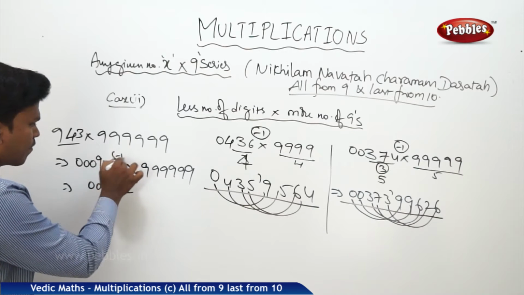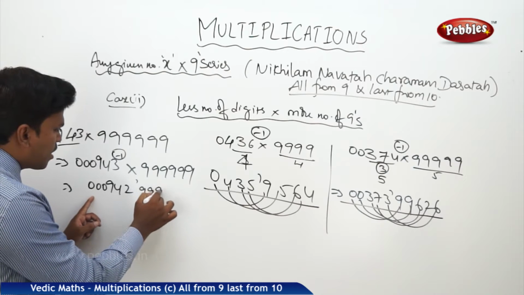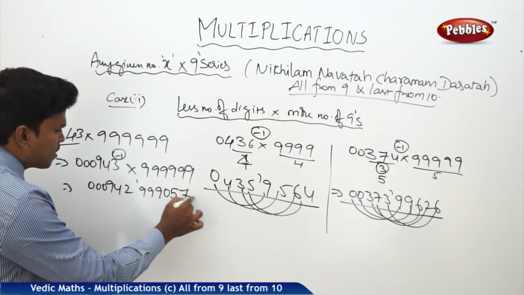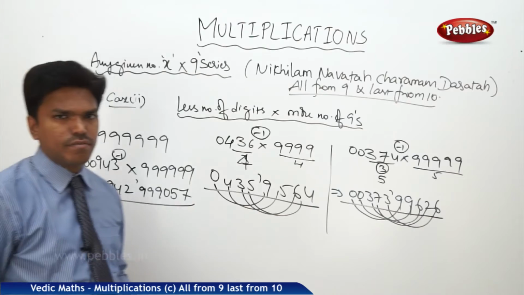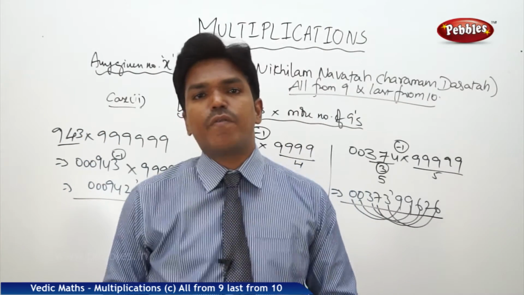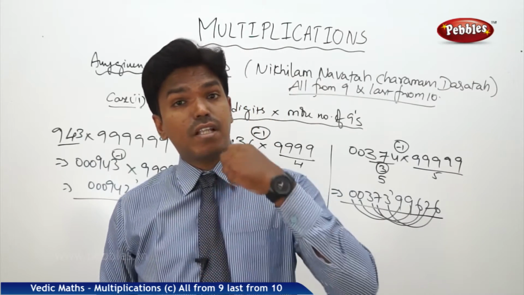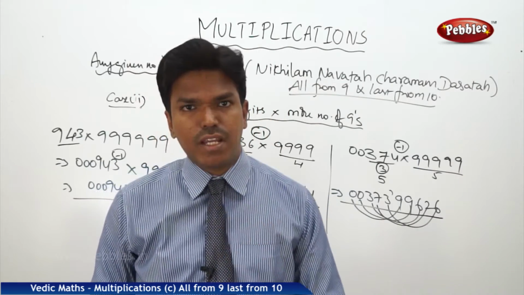000942 after subtracting 1. Now sequentially write 9's complements for this number, 999057. So this will be your answer. Like this, we can convert the second case into the first case and get the answer easily with the series of 9's. Now we will see the final case, that is case 3.